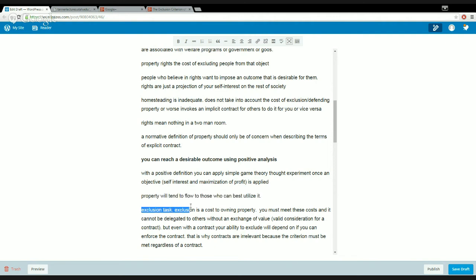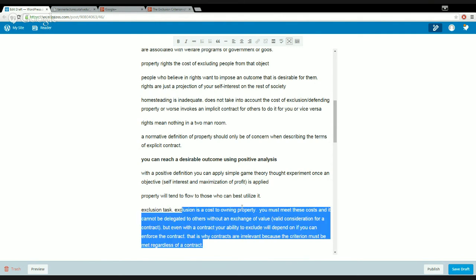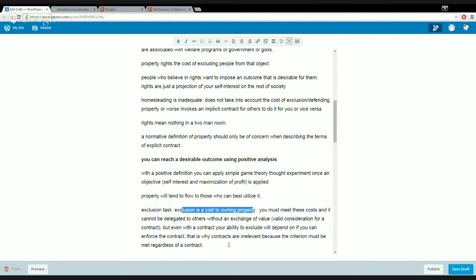So exclusion is a cost. It's a task. It's a cost to owning property. You have to consider all costs and benefits when you choose to own something. And by invoking rights, it totally delegates the cost to the rest of society. And that's a game played by statists, right? Dispersing costs and concentrating benefits. And you can't invoke rights if you want to be a logically consistent libertarian. At least I claim, if you believe my argument, right?